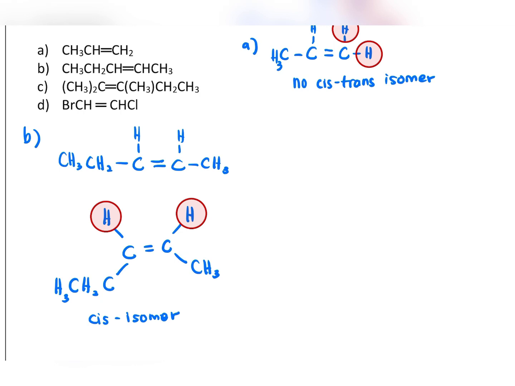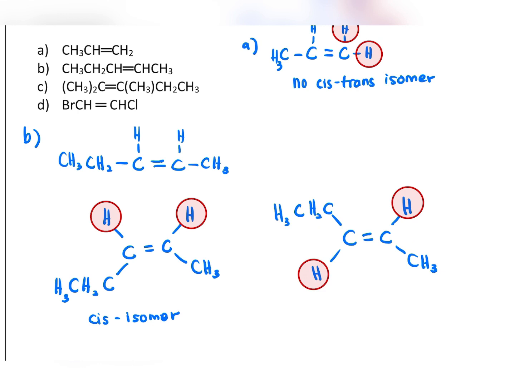Okay. Alright. And then, we need to draw trans pula lah. Okay, to draw trans is easy. Just flip it: one H on top, one H at the bottom. And then the CH2, CH3 here. And then over here is CH3. So now the position of H, one up, one down. So this is trans isomer.